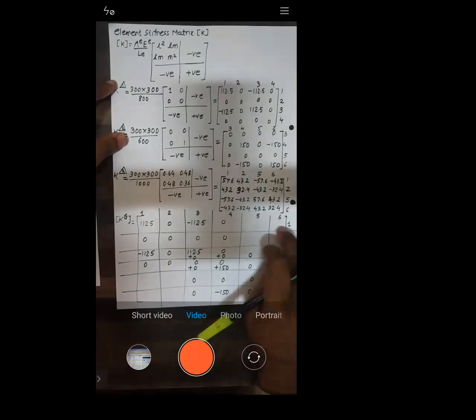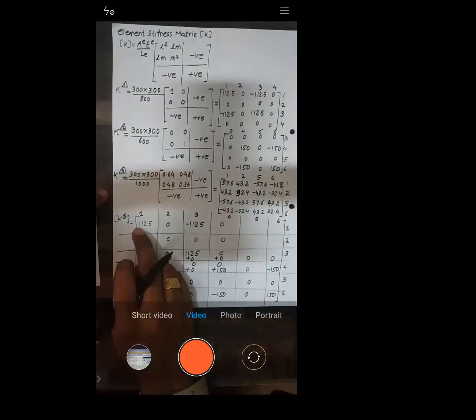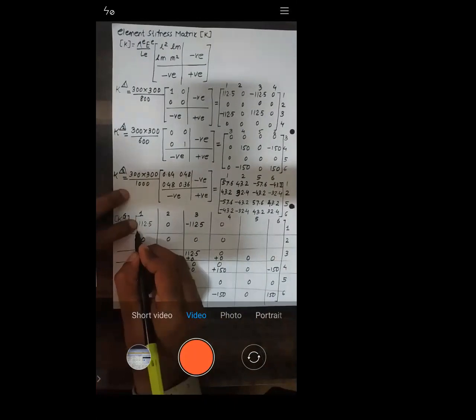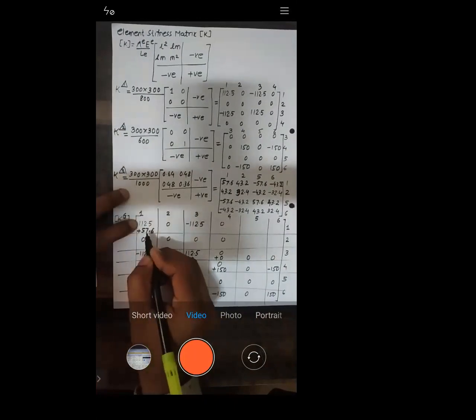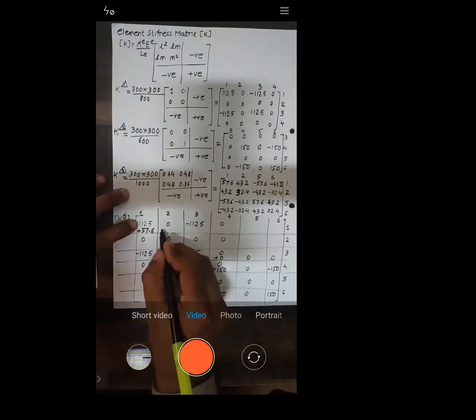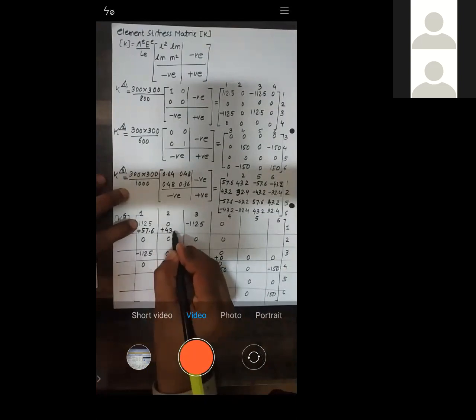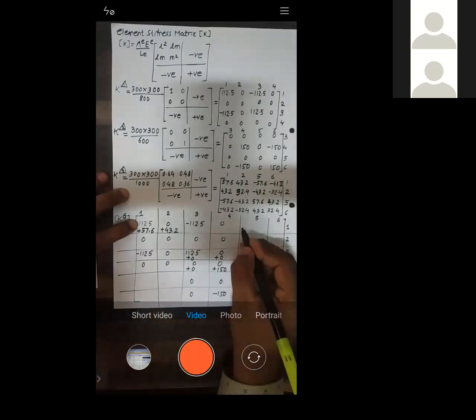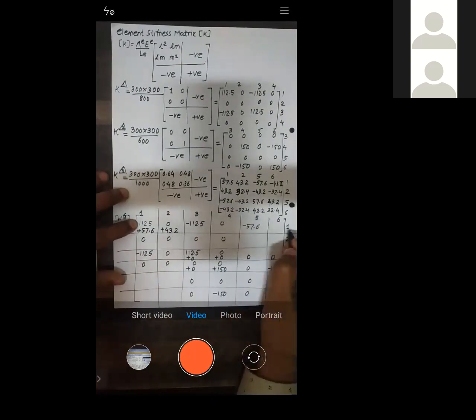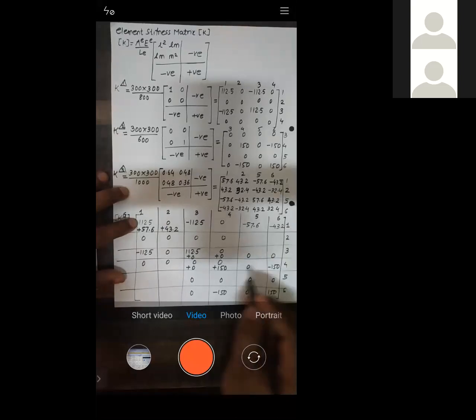In first row, first column, I have 57.6. In first row, second column, I have 43.2. In first row, fifth column, I have minus 57.6. In first row, sixth column, I have minus 43.2. Okay, this care you take.